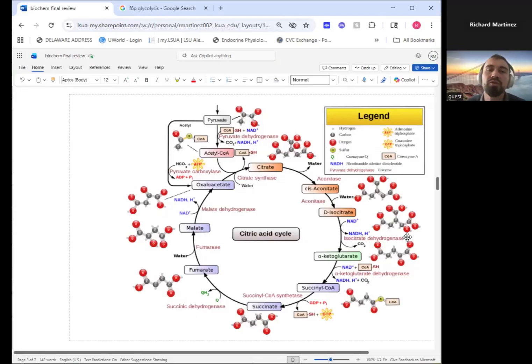Where's that carbon usually going to be going? Just think about that for a second. We're losing the carbon group as we're going around the Krebs cycle. Yes, it's being released as CO2. So we're giving credit to the plants, helping them breathe. Exactly. So we're tossing this out.